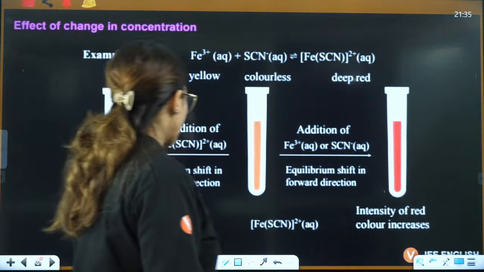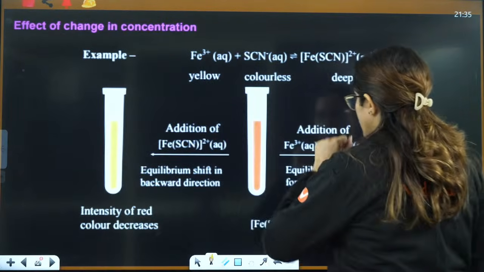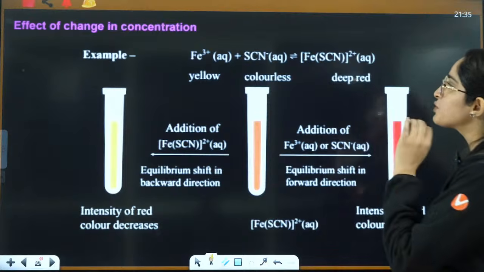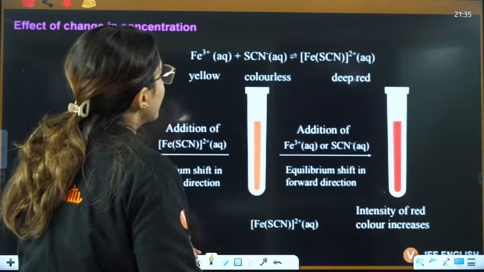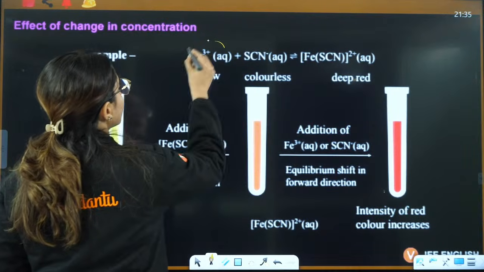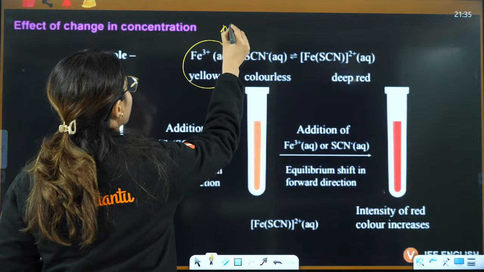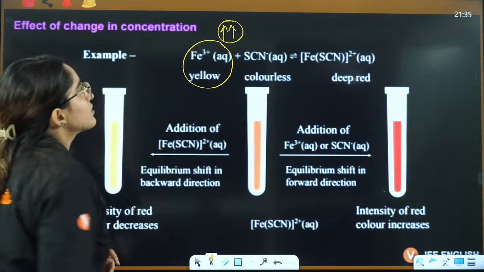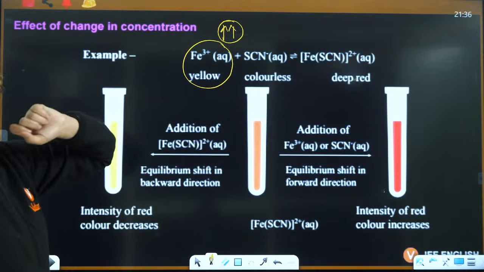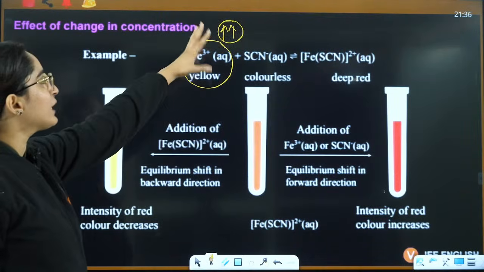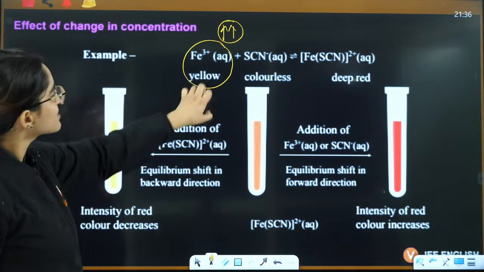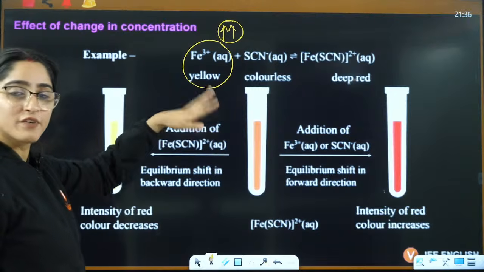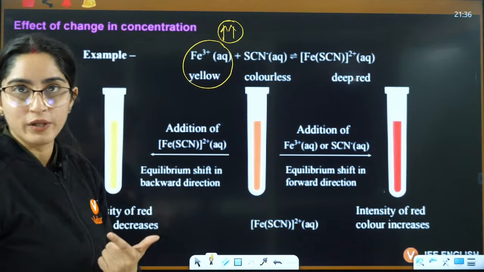First is the effect of change of concentration. If you see, this is a reaction. Let's say I am adding Fe3 positive ions. If I am increasing the concentration of Fe3 positive ion, then it will try to decrease this concentration. To decrease the concentration of Fe3 positive, it has to be consumed, right?